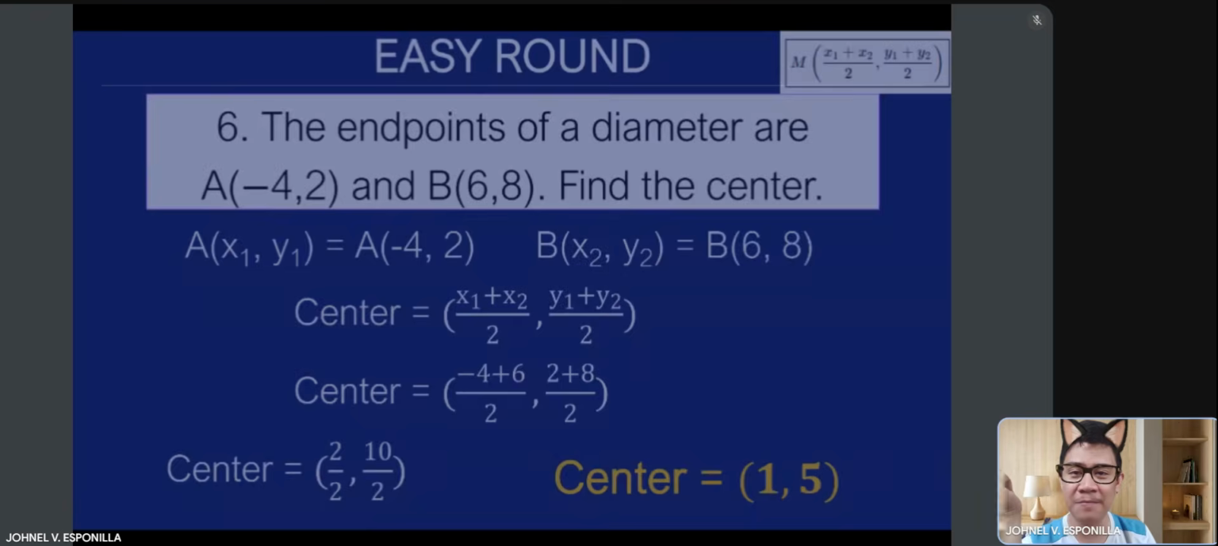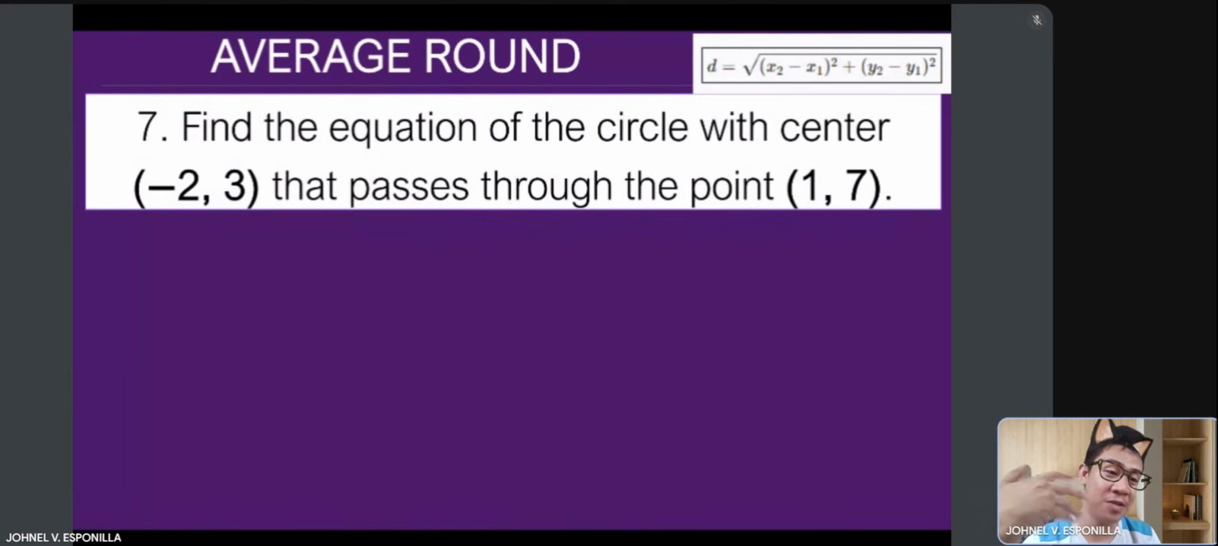Number 7. So that this is average, medyo higher in difficulty. So number 7, find the equation of the circle with center negative 2, 3 that passes through the point 1, 7. So dito we need to analyze the problem first. Okay? Without comprehension and analysis, hindi po natin masasolve to kasi we cannot identify kung ano ang tinutukoy po ng problem. So dito, ang hinahanap po is equation of the circle.